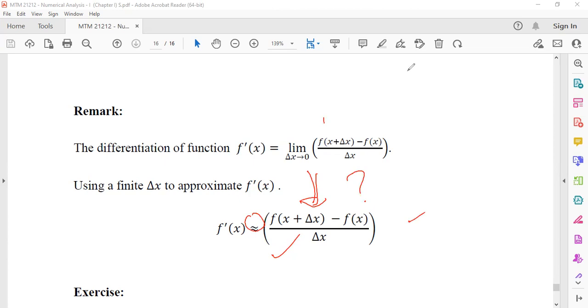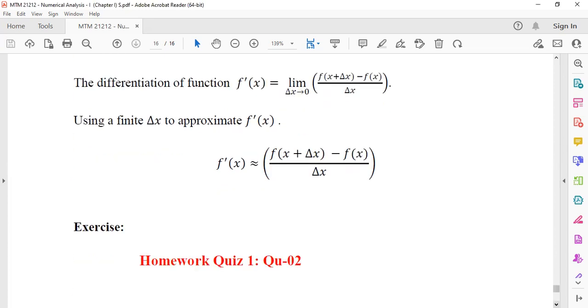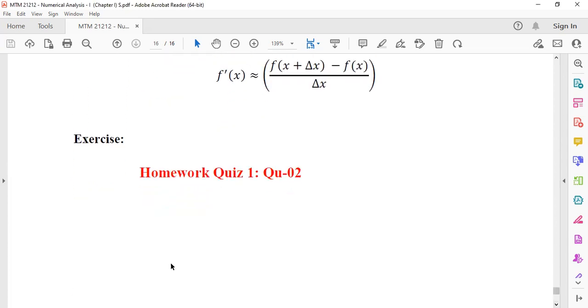Okay, that's all our things. You can use this one for one of our questions. I think that is in the homework quiz. I'll show you the homework quiz anyway. Okay, wait.